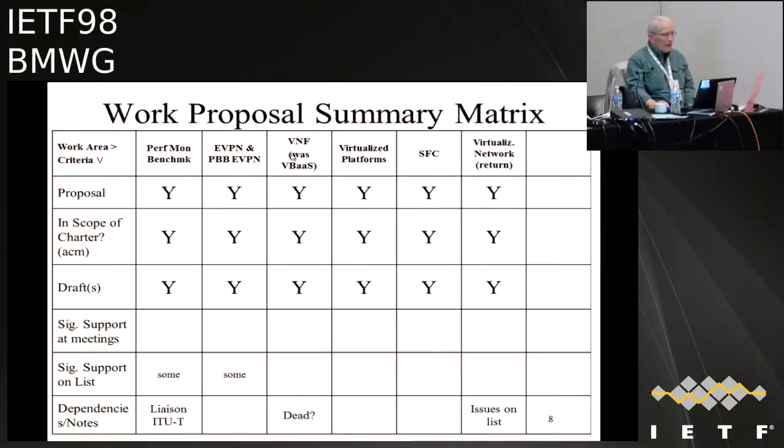So we can see some progress on some of these. And here's one of the new ones we'll be talking about today, virtualized network platform, and a returning one on virtualized network benchmarking. This has had some discussion on the list. Some key issues have been raised here. So that's where we are with that. Any questions on the work proposal summary matrix? Okay. So seeing none, let's see what's next.